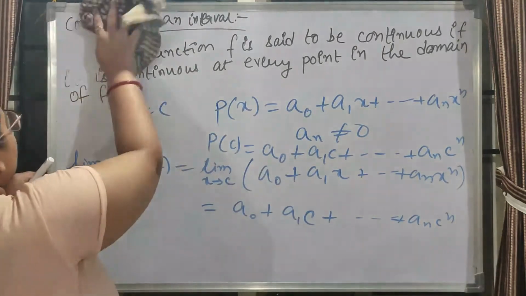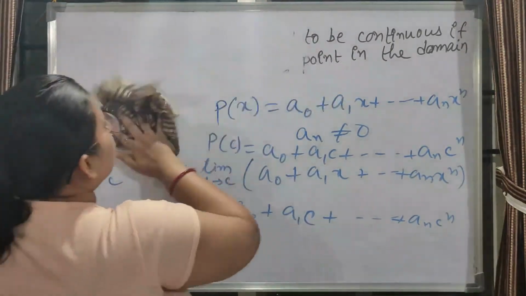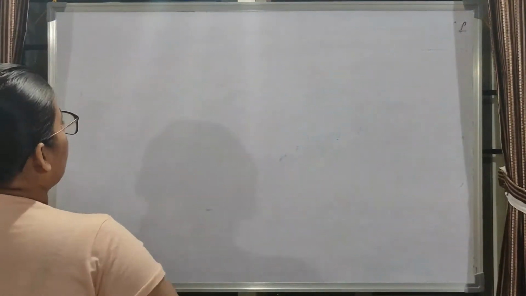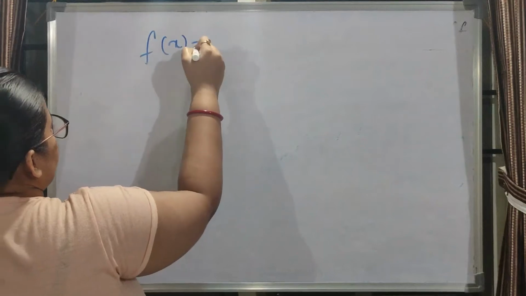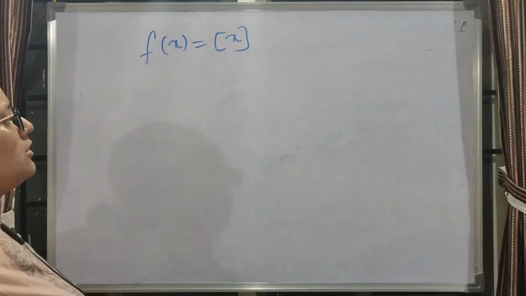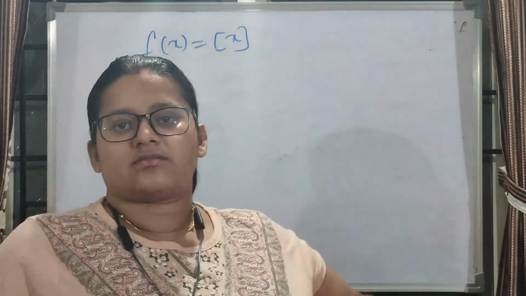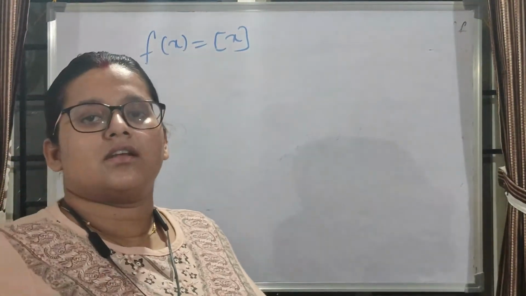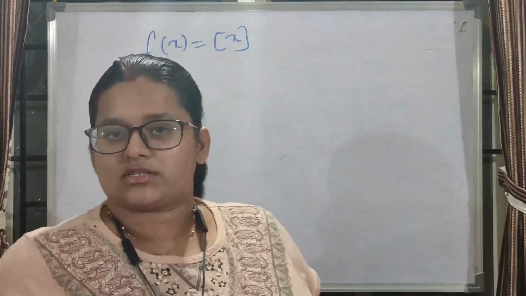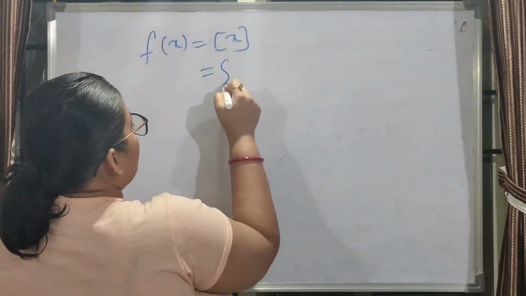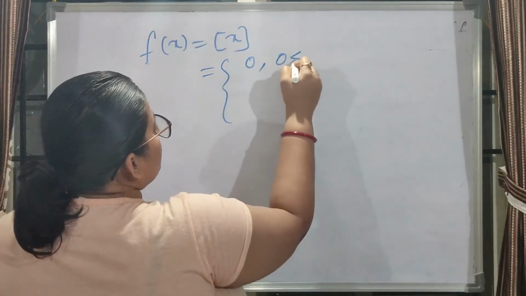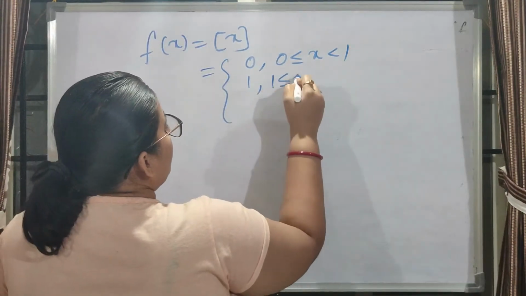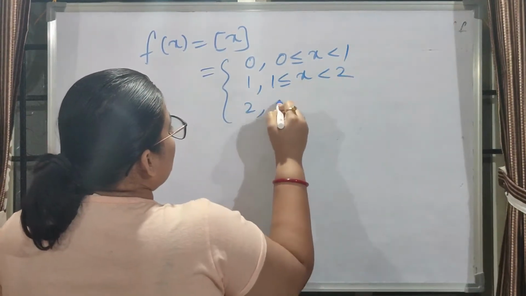Next we will come to the last example, that is the greatest integer function. What does it mean, the greatest integer function? The greatest integer function takes integer values. We'll see the graph. Basically it's 0 when 0 is less than or equal to x less than 1. Then in the interval 1 less than or equal to x less than 2, it is 1.